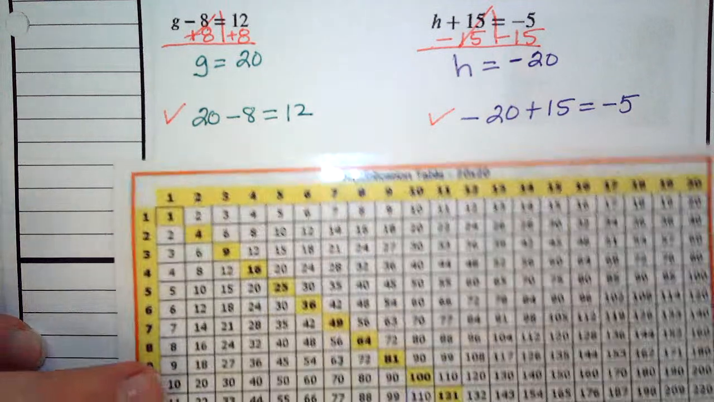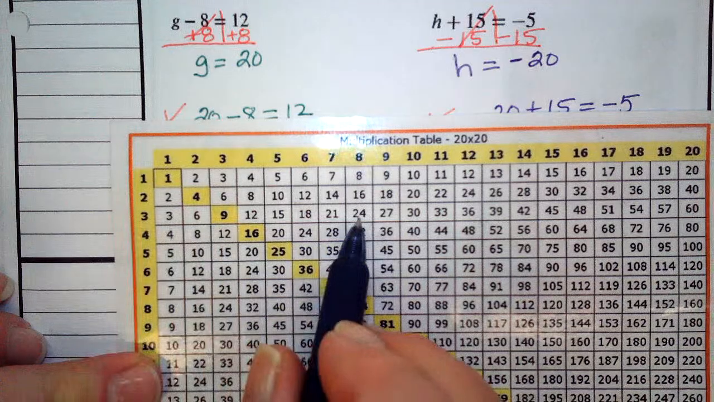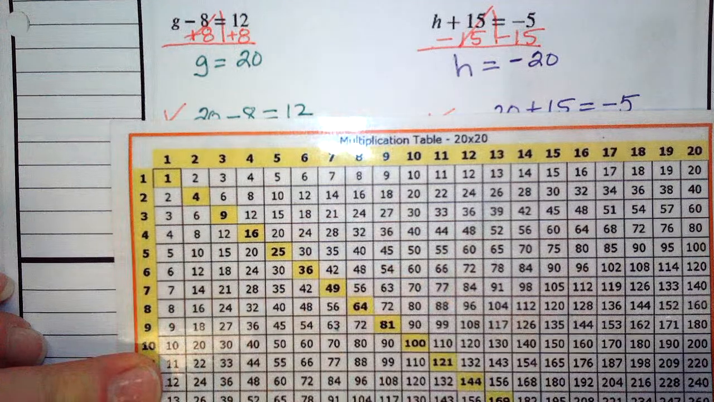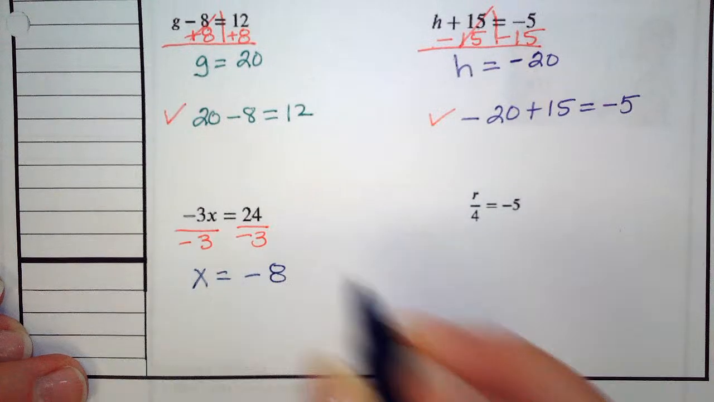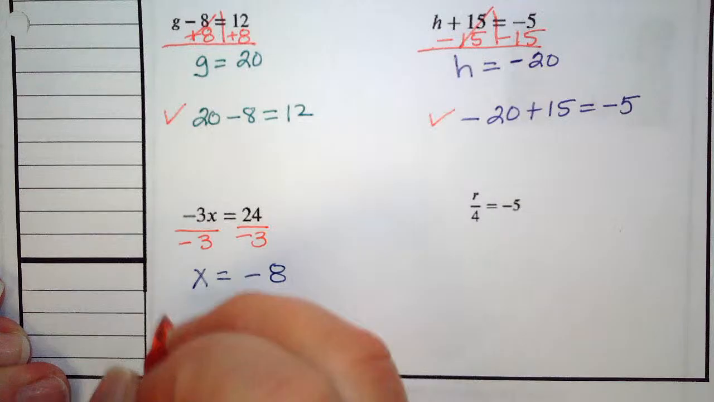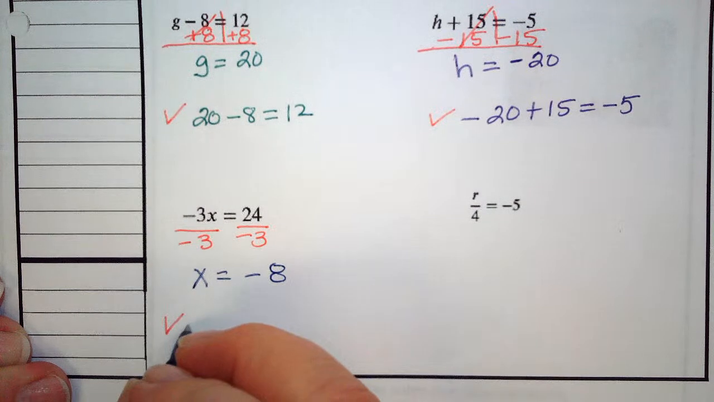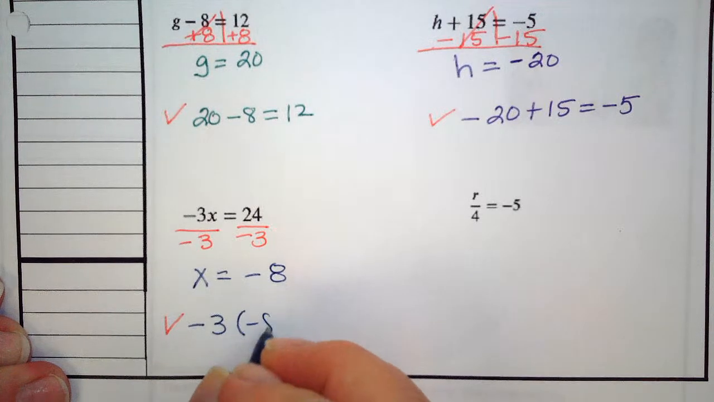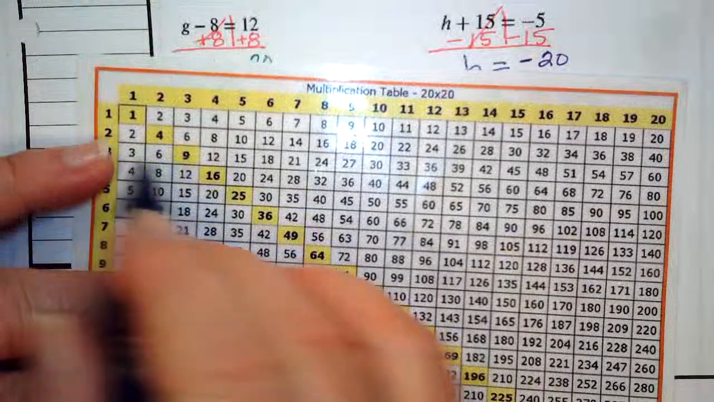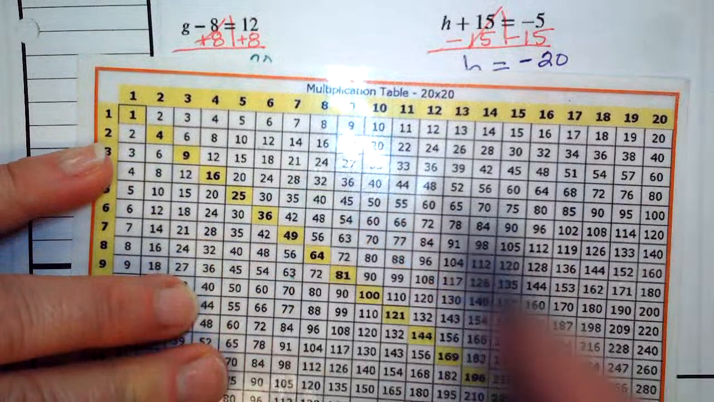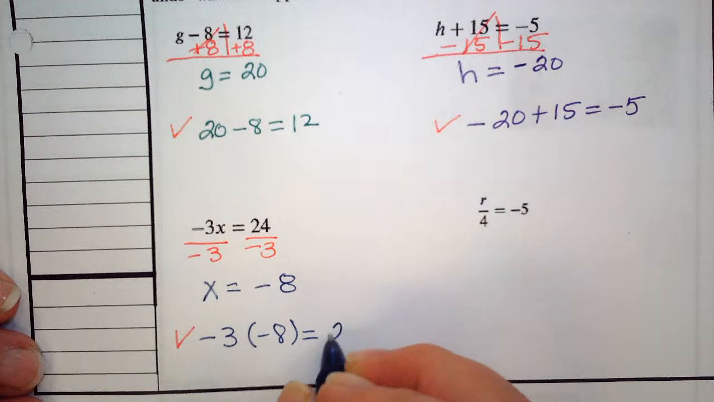If I'm not sure on my multiplication tables, I grab my chart. Here's 3, I'm going to go over to 24, and I go up to 8. So the answer is -8. Once again, if I'm going to check, I'm going to substitute -8 in for x. -3 times -8 is equal to, once again, I can use my chart. 3 and 8 intersect at 24. Negative times negative is a positive 24.